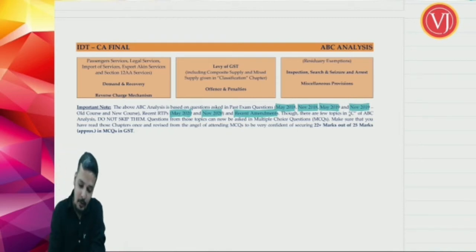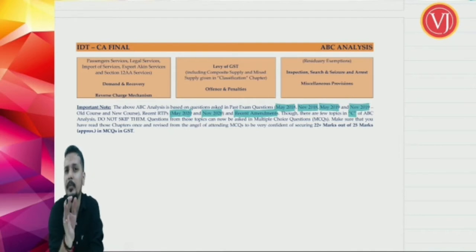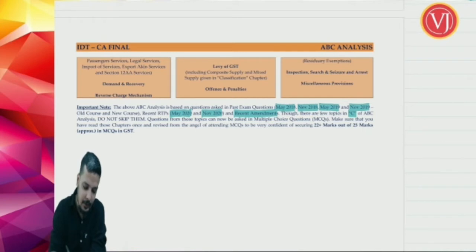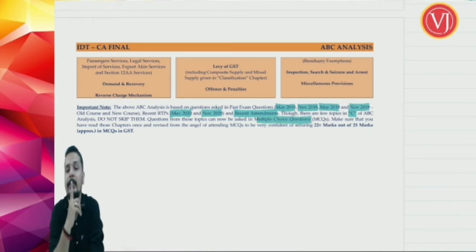Even the C part, you have to walk through. You have to just walk through, subject to the time availability, to ensure that you are able to attend MCQs from those areas as well.